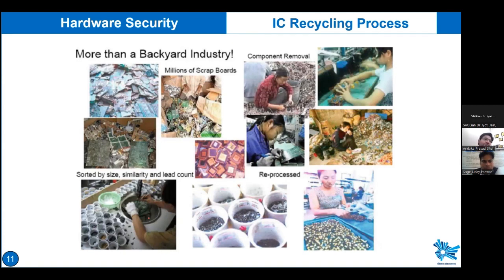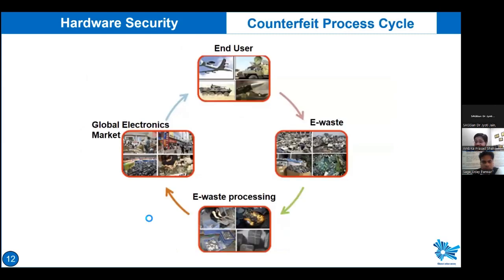If those ICs are added into, let us assume, military applications, that can create a problem. So we need to understand how we can check the authenticity of an IC before we use it. Just buying from the market and starting to use it is not the solution. You need to check whether we have received the correct, new IC or not, and that is very important. So let us assume I am the end user, and see how this counterfeiting process works. Let me quickly finish this part as well.